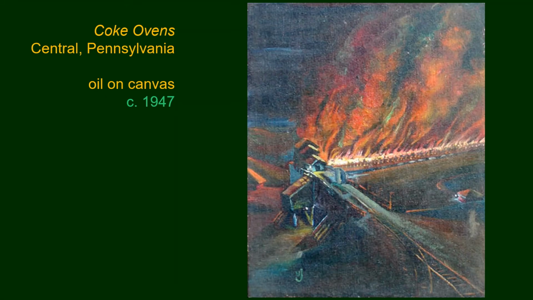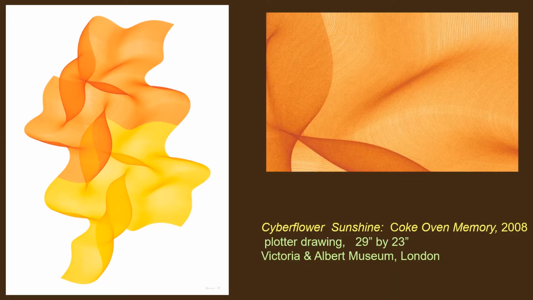Today I want to take a look at some of my history and how I got to be where I am. Around 1949, I painted these coke ovens on a small panel about this size, and I was a student at the Art Institute of Pittsburgh. The question is, how is it that I went from painting coke ovens to making drawings such as this cyber flower, which is now in the collection of the Victoria and Albert in London, and dates from 2008?